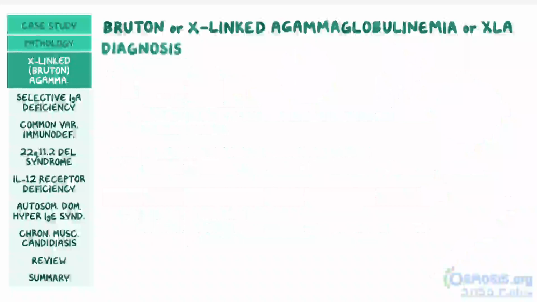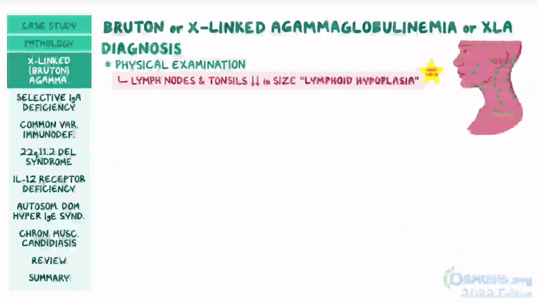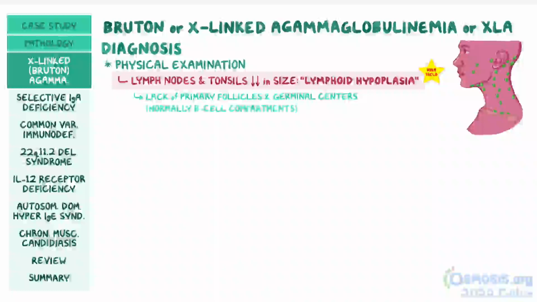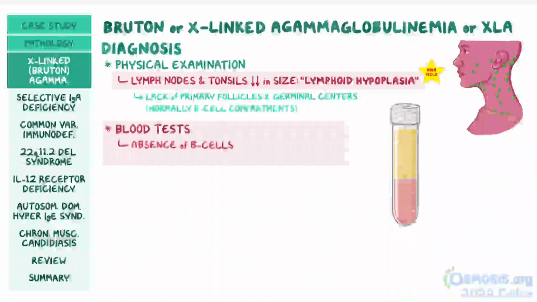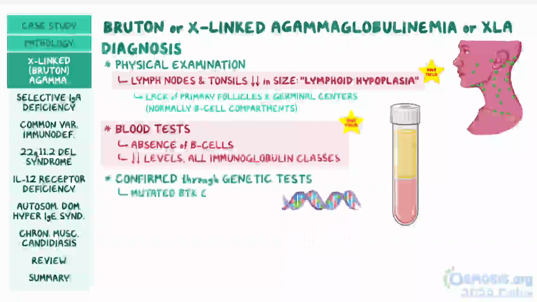Diagnosis typically begins with a physical examination where lymph nodes and tonsils are diminished in size. For your exams, remember that this is known as lymphoid hypoplasia and is due to the lack of primary follicles and germinal centers, which are normally the B-cell compartments in healthy lymphoid tissues. The next step for diagnosis involves blood tests revealing the complete absence of B cells, as well as decreased levels of all immunoglobulin classes. Finally, diagnosis can be confirmed through genetic tests looking for the mutated BTK gene.